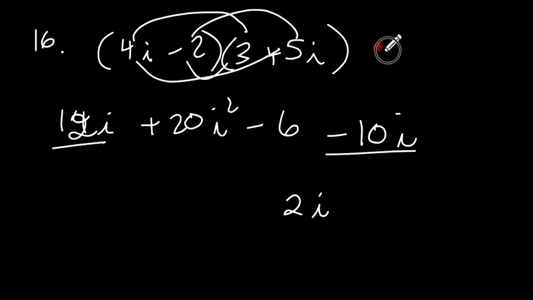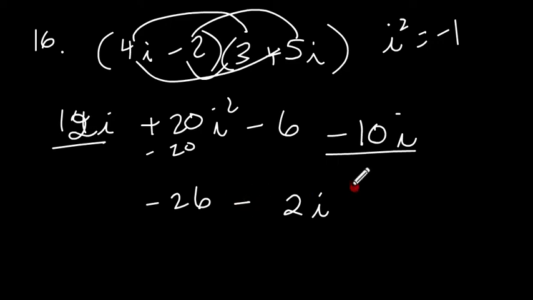Now i squared equals negative 1. So this is really going to be a negative 20. So we have negative 20 and a negative 6. It's negative 26 plus 2i. There you go.